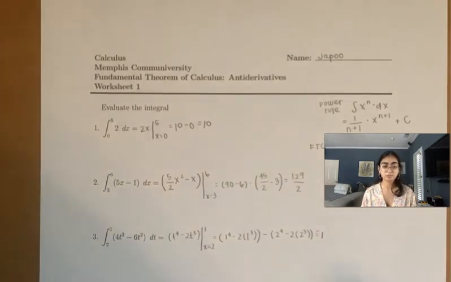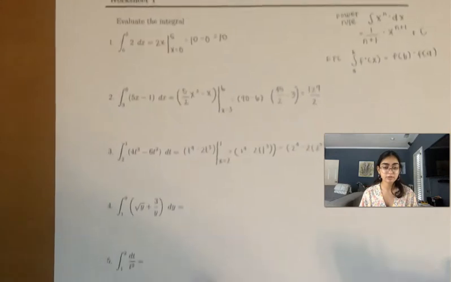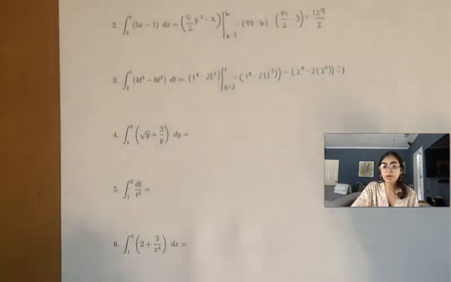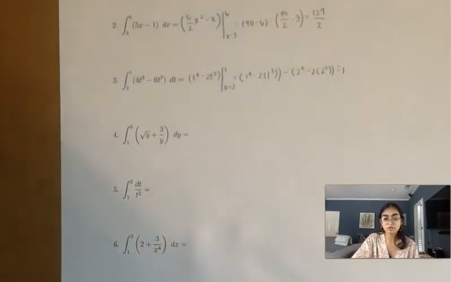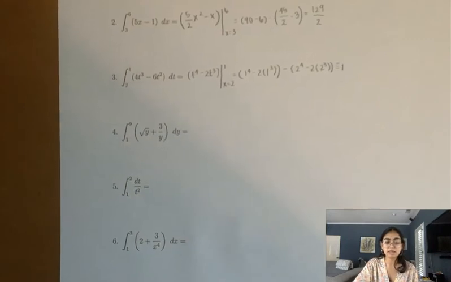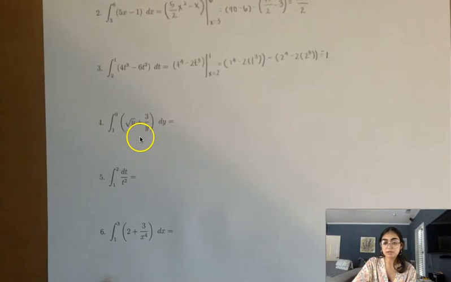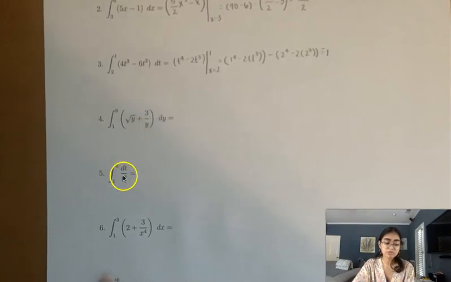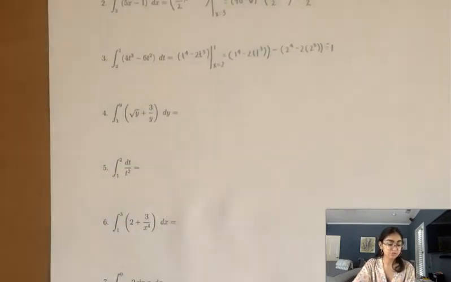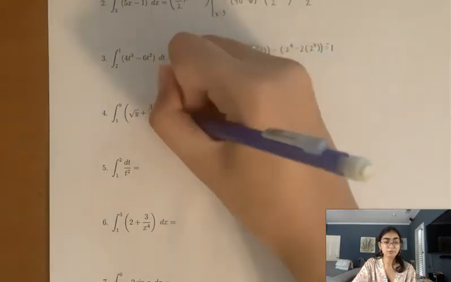All right, moving on to number 4. Number 4, we do have to do a little bit of rearranging before we can actually get to taking the antiderivative. As you can see, we have a square root of y right here. And we actually want to use the power rule as much as possible, which means that we're going to rewrite square root of y, so we have y to the 1/2 power.